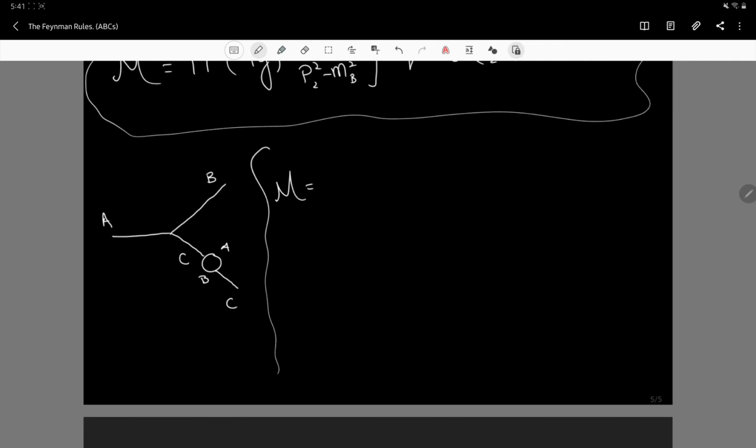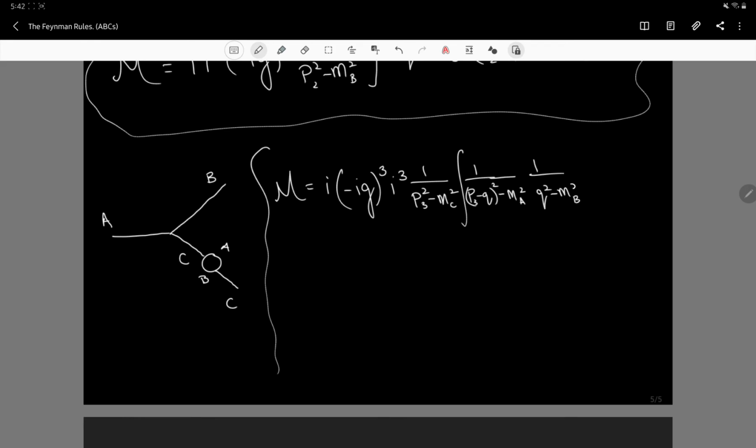The amplitude should be iota minus iota g cubed, I cubed, 1 over p3 squared minus mc squared, integral 1 over (p3 minus q) squared minus ma squared, 1 over q squared minus mb squared, d4q over (2 pi) raised to power 4. So this is what you should get when you do this diagram, right?